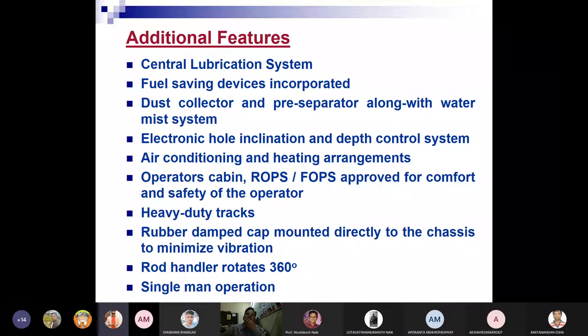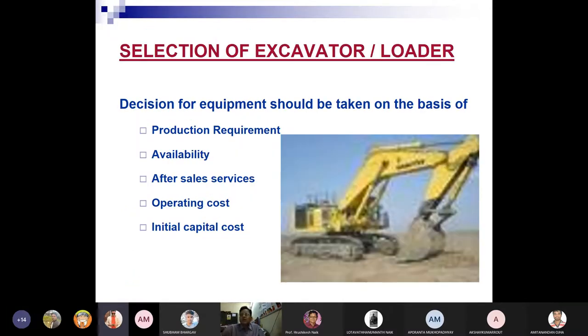Heavy duty tracks should be there so that the crawler tracks can move from one place to another place. Rubber damped cab mounted directly to the chassis to minimize the vibration of the machine. Rod handler rotates 360 degrees. Single man operation should be there. These are the additional features you need for the drill machines. Then the hydraulic loaders, excavators, the backhoes.